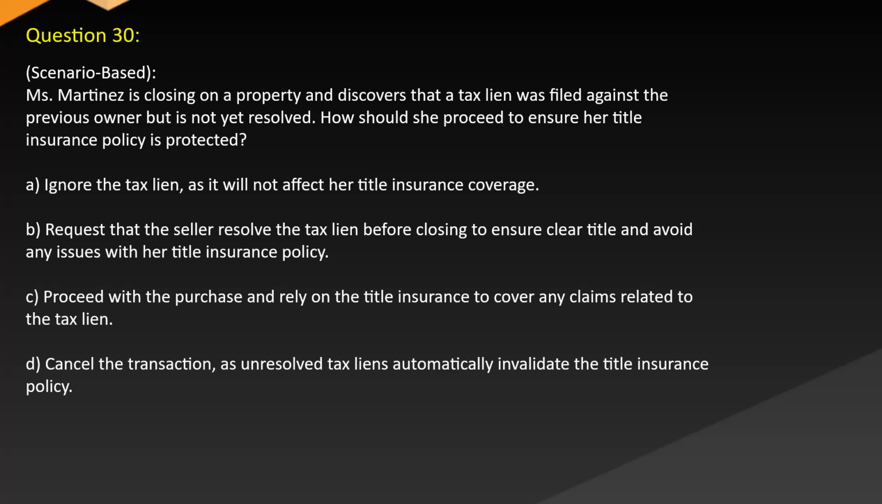A. Ignore the tax lien as it will not affect her title insurance coverage. B. Request that the seller resolve the tax lien before closing to ensure clear title and avoid any issues with her title insurance policy. C. Proceed with the purchase and rely on the title insurance to cover any claims related to the tax lien. D. Cancel the transaction as unresolved tax liens automatically invalidate the title insurance policy.